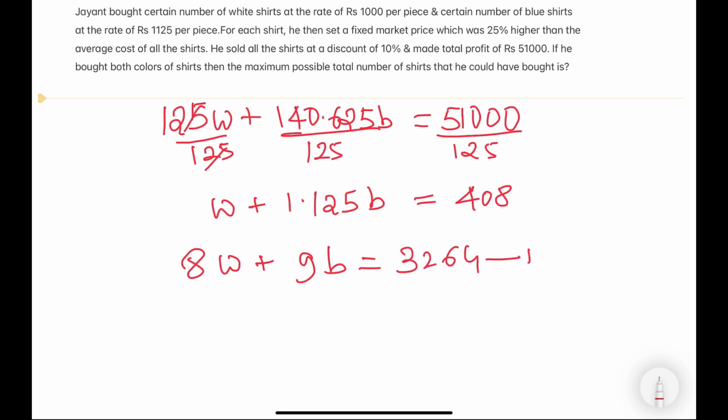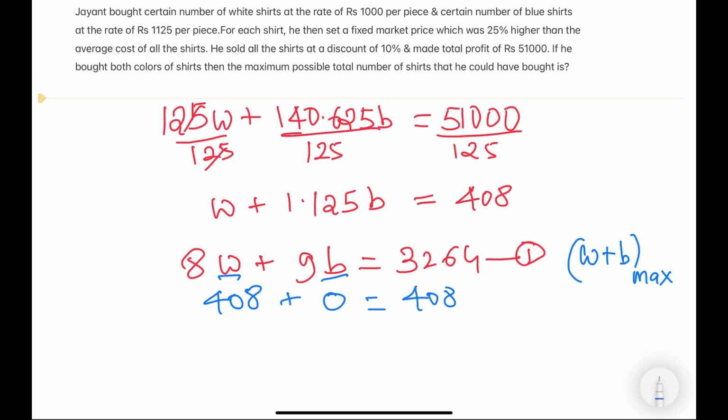This is a linear equation and we have to find out the maximum possible total number of shirts. So maximize the value of W plus B. For that, we observe that one possible solution to the equation will be B is 0 and W is 408, since 8 4s are 32 and 8 8s are 64. In this case, the sum of the values of W and B comes out to be 408 plus 0, and that is 408.